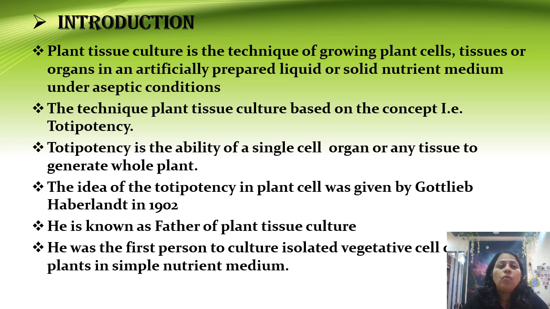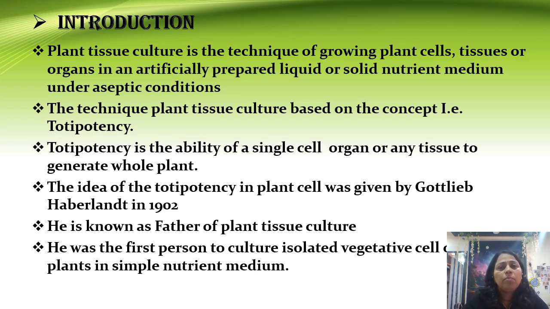Firstly, we go for basics of plant tissue culture. Plant tissue culture is the technique of growing plant cell, tissue, or organ in an artificially prepared liquid or solid medium under aseptic condition. The technique is based on the concept of totipotency. And what is totipotency? Totipotency is the ability of a single cell, organ, or any tissue to generate a whole plant.